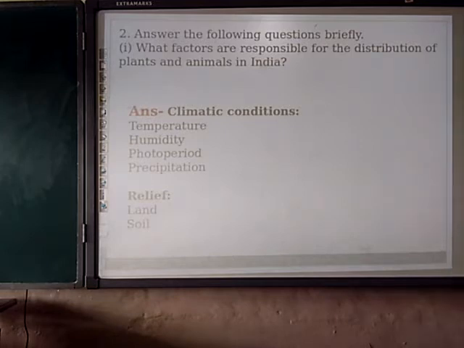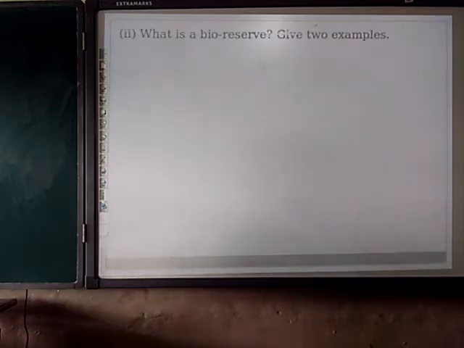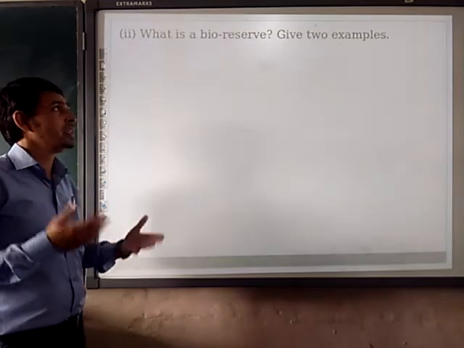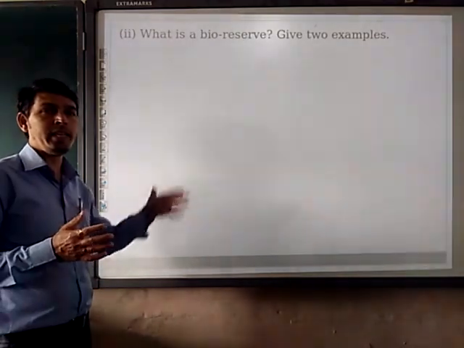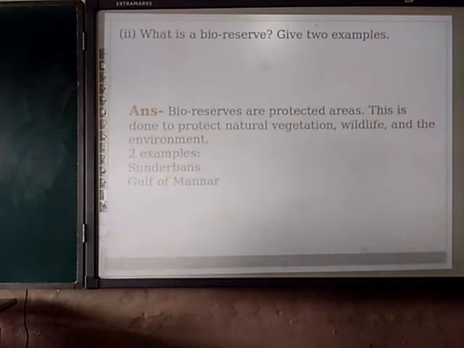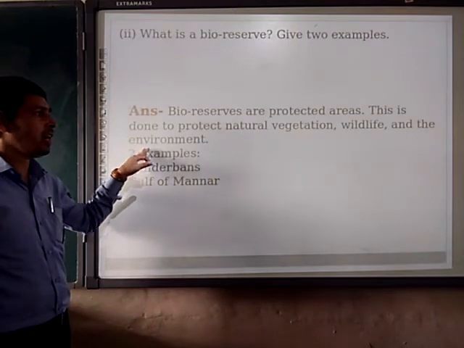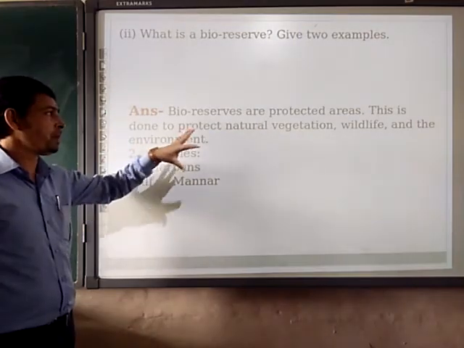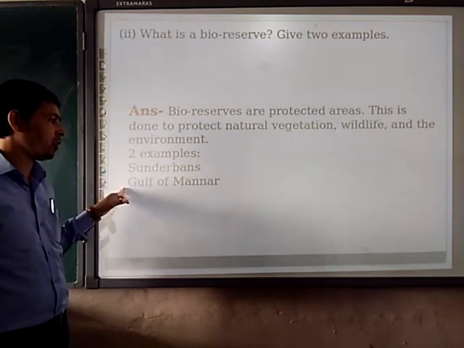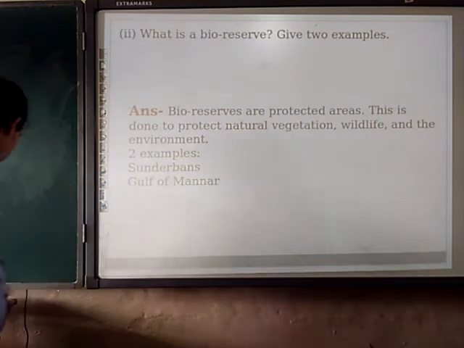Next, we are going to see another point. Second, what is a bioreserve? Give 2 examples. So what is a bioreserve? And name any 2 bioreserves. 18 we have seen, out of them you can name any 2. So bioreserves are protected areas. This is done to protect the natural vegetation, wildlife and the environment, right? That's a particular area to preserve, conserve and protect. And 2 of them are Sundarban and Gulf of Mannar. You can write any 2.